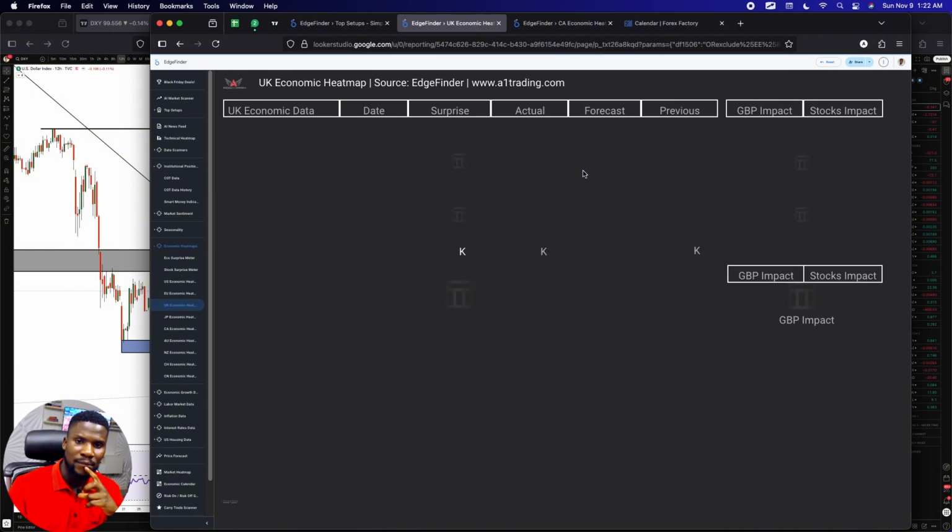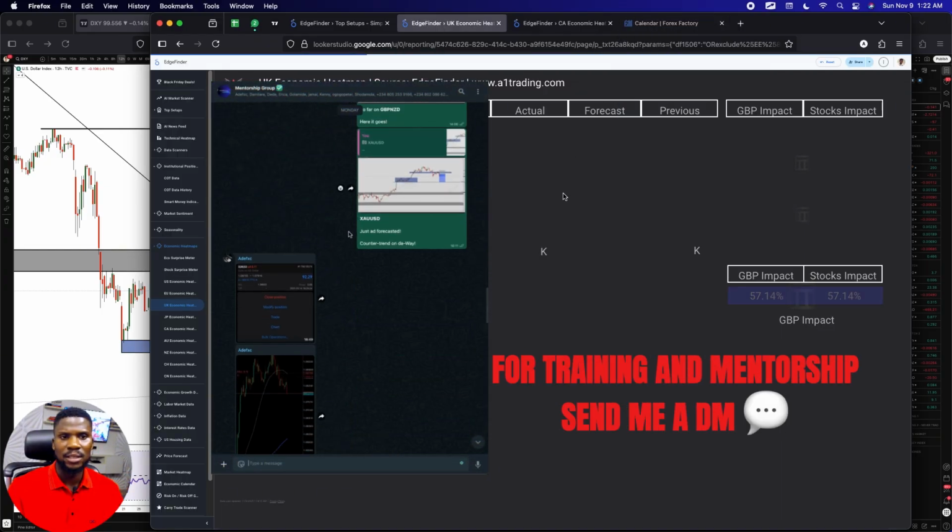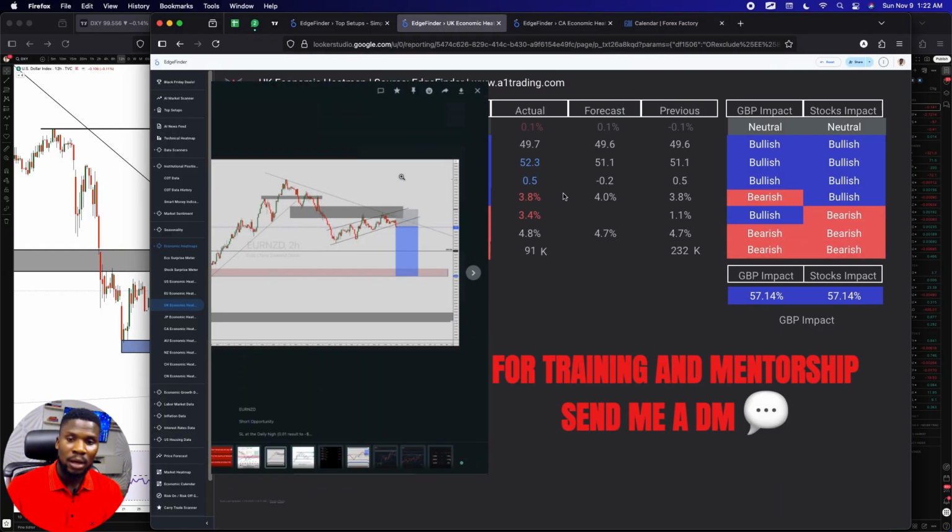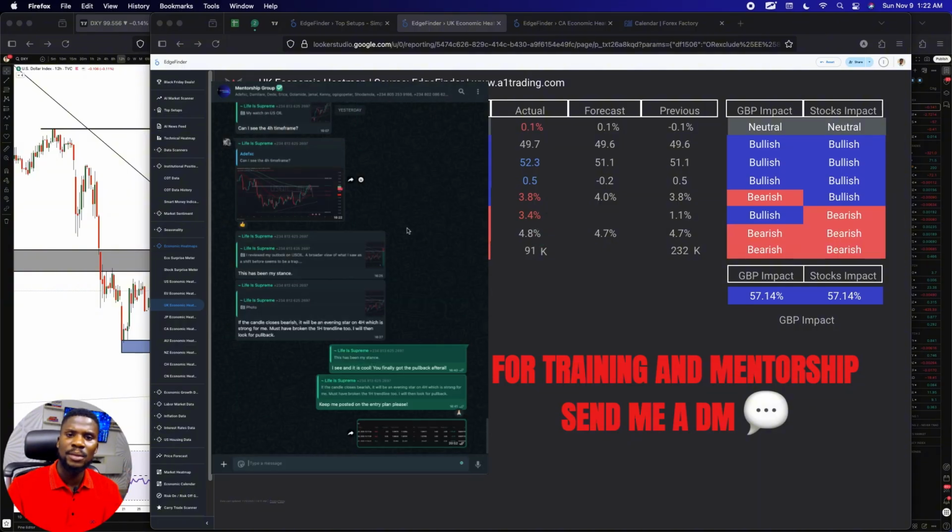So right here we have the UK economic heat map somehow loading up. Let's give it a minute. It's the internet, there's nothing I can do about that. So maybe it's the finder stuff. Okay, now it's back up. All right, so yeah, UK economic heat map right here.